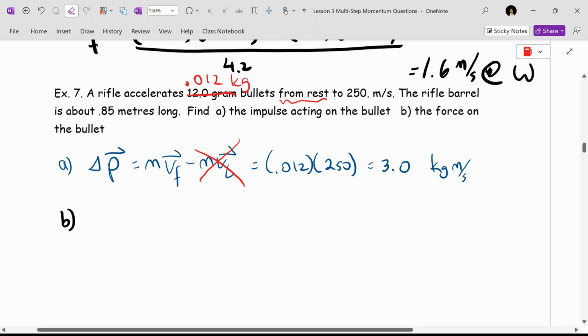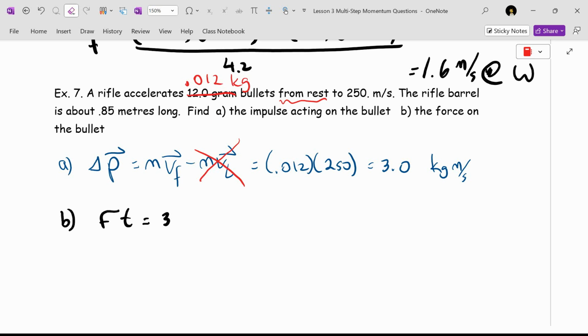I don't want to write anything. I'm going to do some in my head. I thought, can I use impulse? Well, if I wanted to use impulse, don't write this down, it would be force times time equals 3. Did they give me the time in this question? Okay, so no matter what, I'd have to find the time.